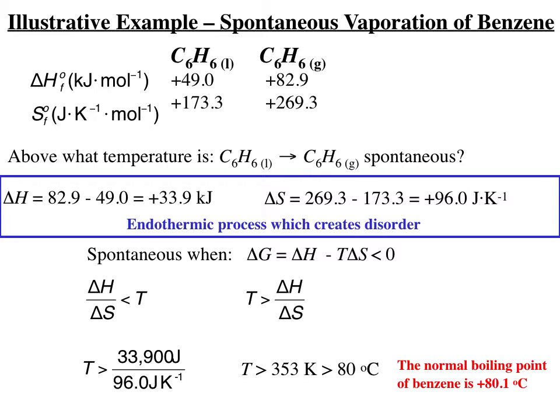Let's look at the case of the application of Gibbs' idea of spontaneity to the evaporation of benzene, C6H6 liquid becoming C6H6 gas. I can find NIST values for the enthalpy of formation of liquid and gas phase benzene. I can find NIST values for the entropy of formation of liquid and gas phase benzene, and I want to find what temperature above which the process C6H6 liquid becomes C6H6 gas.